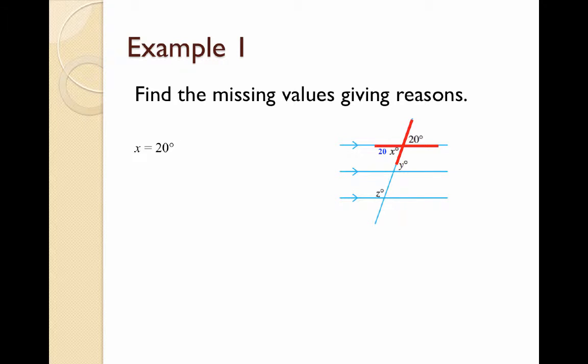This means that x is going to be 20, and in brackets I write how I knew that. I knew it was going to be 20 because they are vertically opposite angles. I even write 20 on my diagram so I can use that for a later question. Now I'm going to find y.